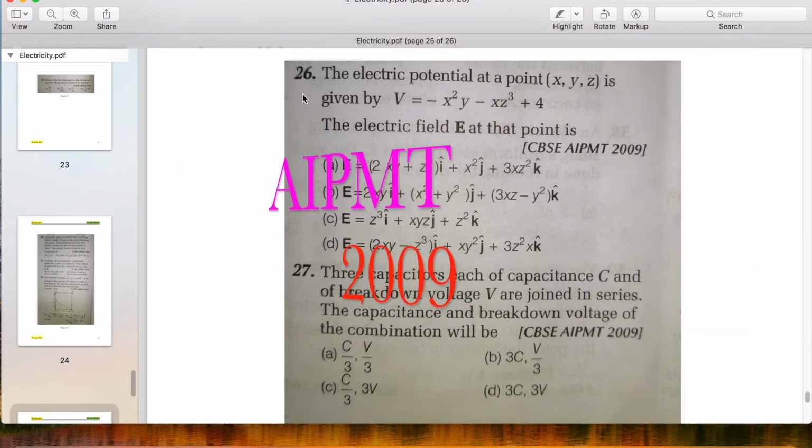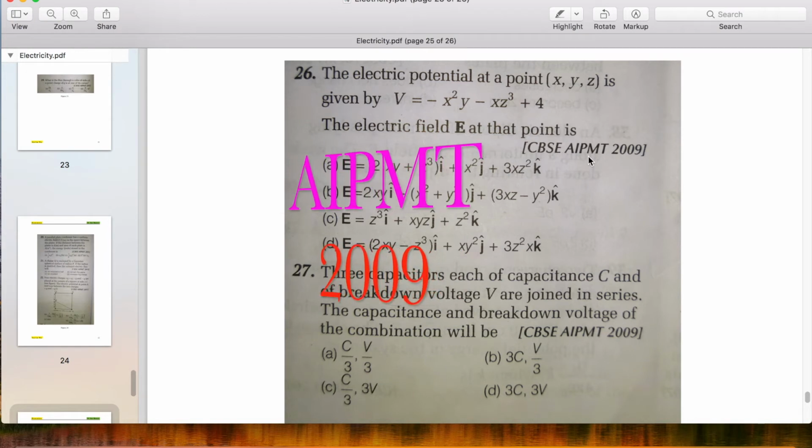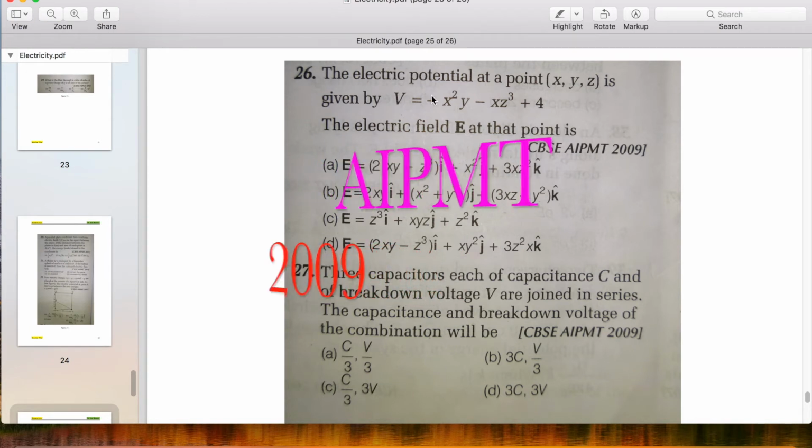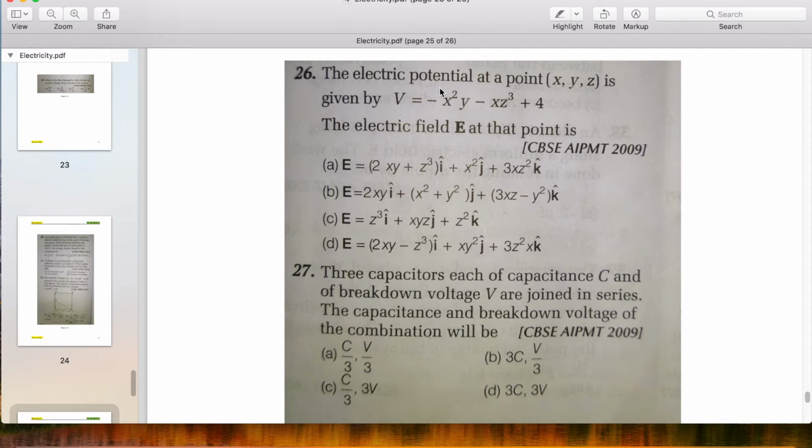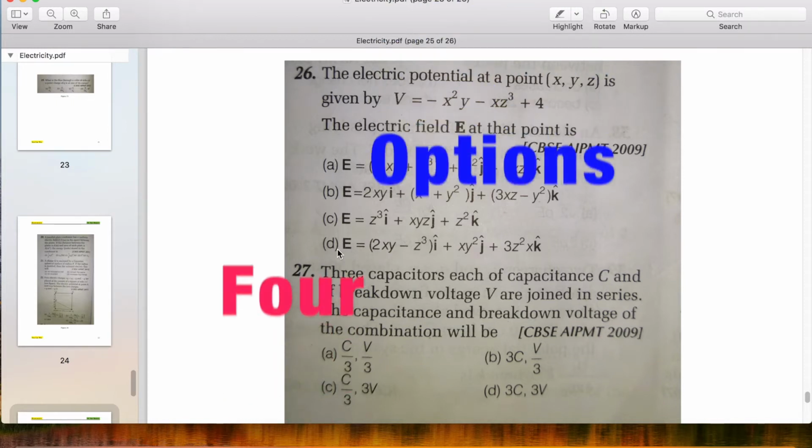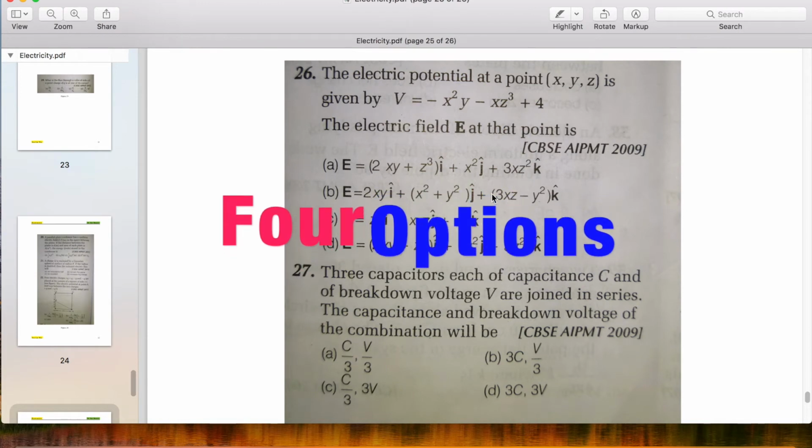So today's question is taken from AIPMT 2009. The question is, the electric potential at a point x, y, z is given by V is equal to minus x squared y minus xz cubed plus 4. The electric field E at that point is, here the four options are given, right? So let's solve this problem.